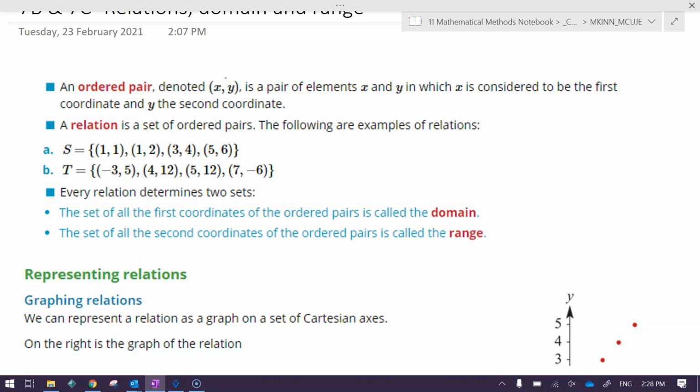These earphones are not behaving. I'll try and put them there, that'll work. And set T, again, a set of ordered pairs.